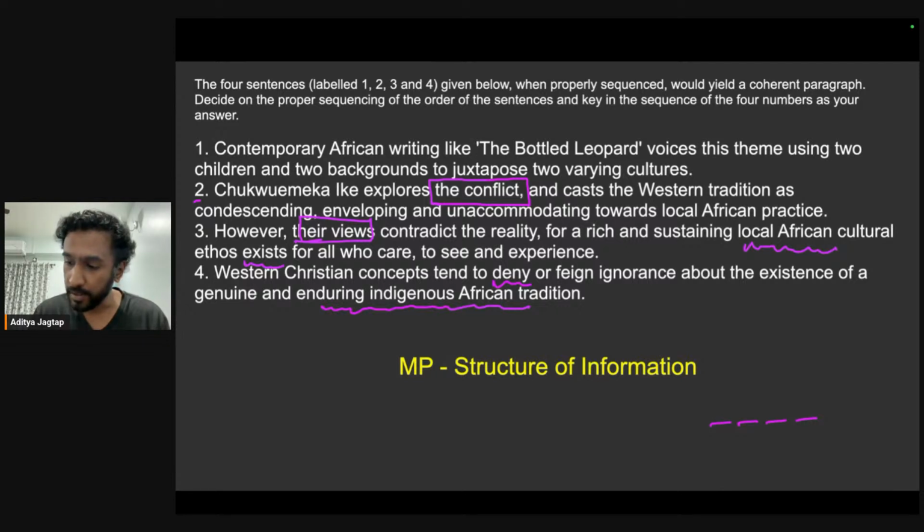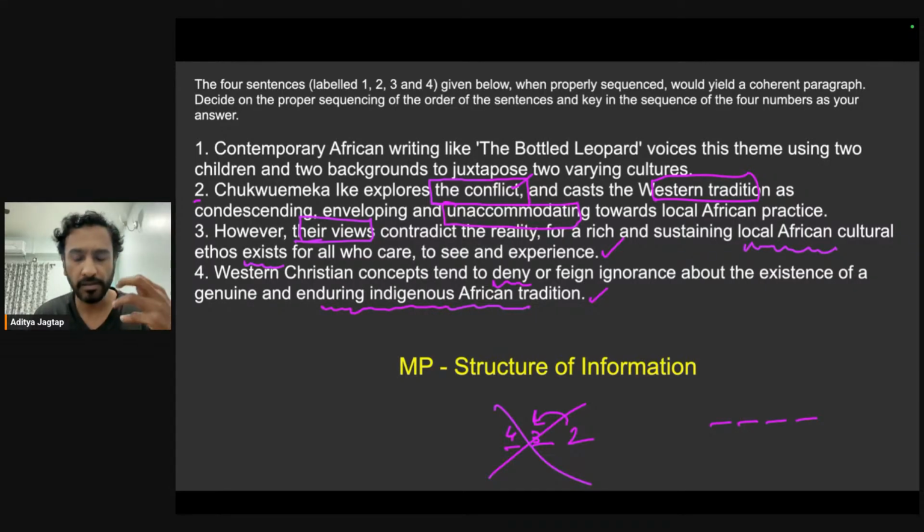So the phrase "the conflict" tells me that prior to sentence 2, the conflict has been highlighted. That means 4 and 3 possibly have been discussed prior, right? So maybe it's like this, but we don't confirm this. The conflict is explored by this author, and he sees the Western tradition as unaccommodating. It's essentially exclusive. It's not allowing for African social progress or genius to be accepted.